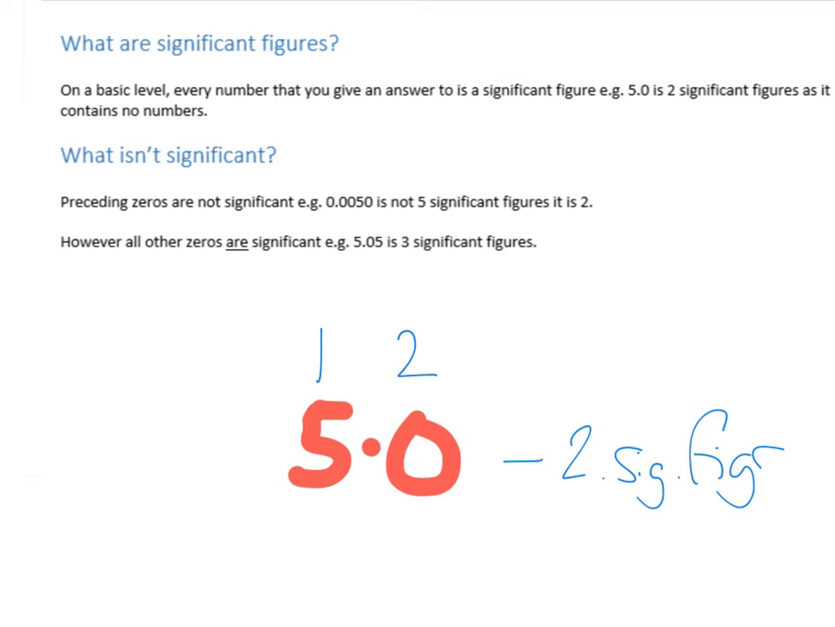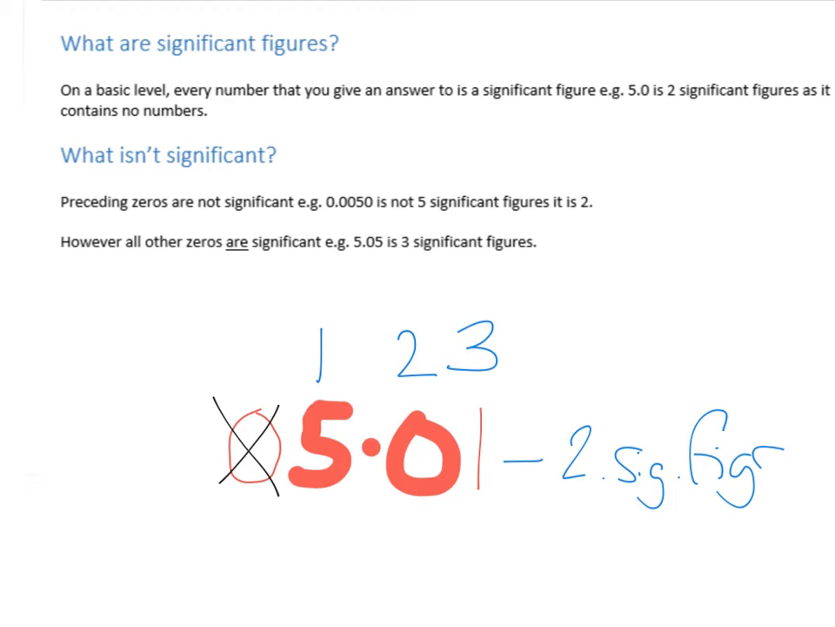However, it tells you here that preceding zeros are not significant. So if we'd given an answer like this, this doesn't count. That's a preceding zero, it's not significant. Whereas, say we gave this answer, then this zero is significant, and then we've now got 3 significant figures. So that's essentially some rules you need to know about how you use zeros. Preceding zeros, or zeros before the first non-zero number, are not significant, all other ones are significant.